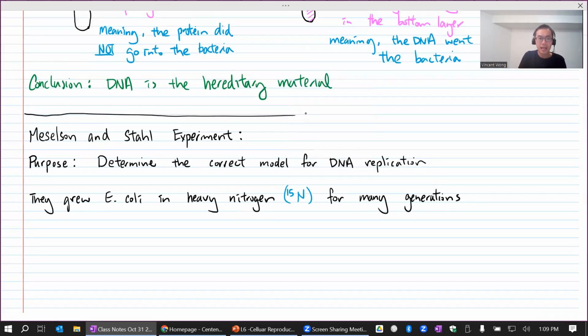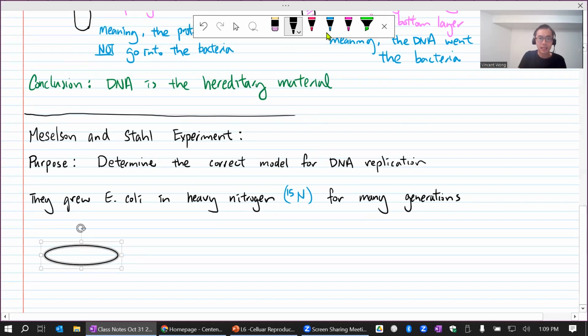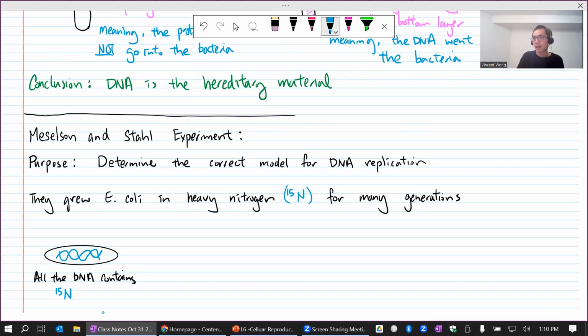Well, at the end of it all, you're gonna have E. coli, and all their DNA is going to be heavy. All the DNA is gonna be heavy because of the heavy nitrogen. That's all they had. That's all that was available to them. So anytime they want to divide and make new DNA, they have to incorporate the heavy nitrogen. So this is E. coli, all the DNA contains N15.